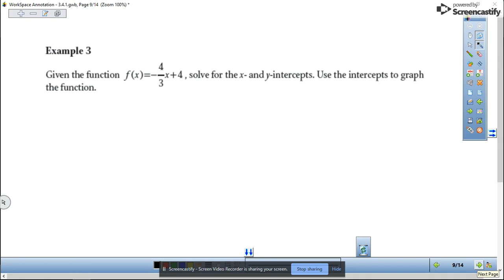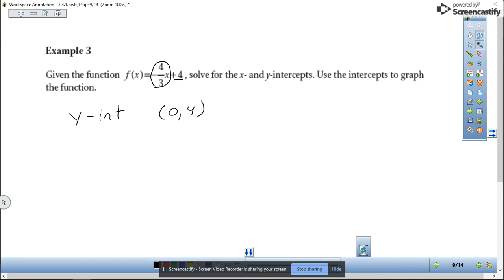All right. Given the function f of x equals negative 4/3 x plus 4, solve for the x and y-intercepts, and use the intercepts to graph the function. So for the y-intercept, I really don't have to do any solving here. We use the same thing. You simply plug in 0 for x, which means that whole part right there is going to go to 0, leaving me with just 4. So my y-intercept is (0, 4).